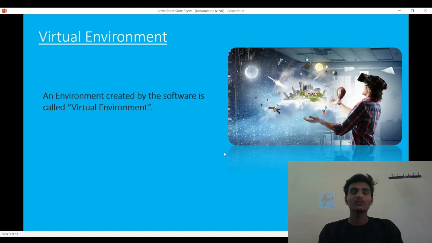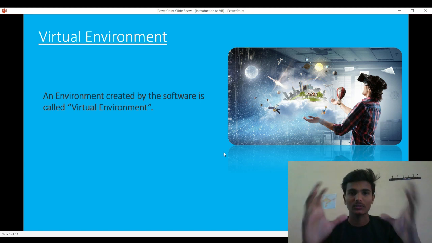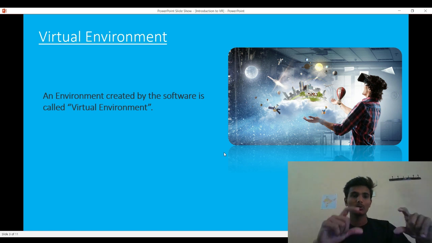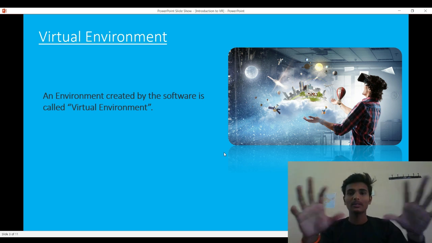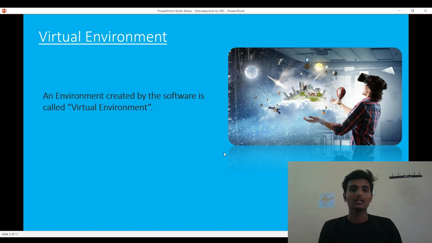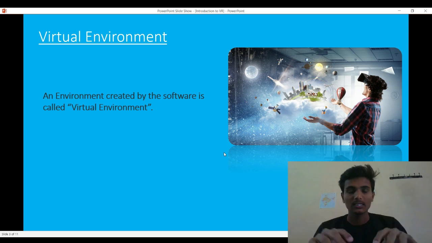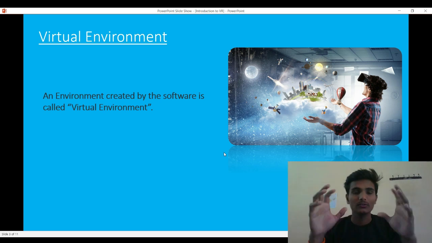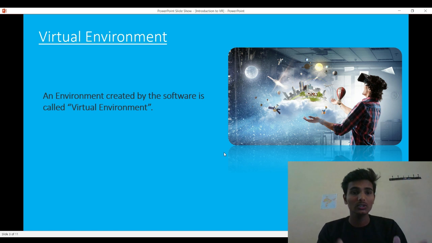So first, we have to learn about the virtual environment. A virtual environment is created by software. I think all of you know that. Here, assume that an environment is created by software using a set of instructions. These are called a virtual environment.